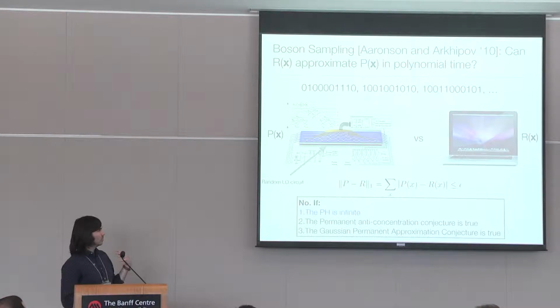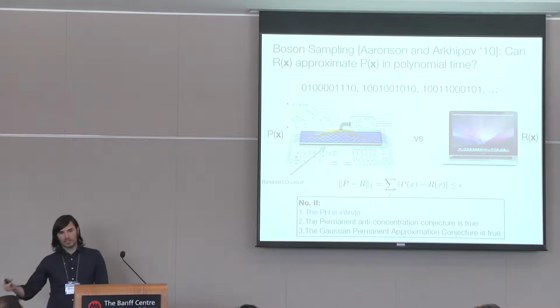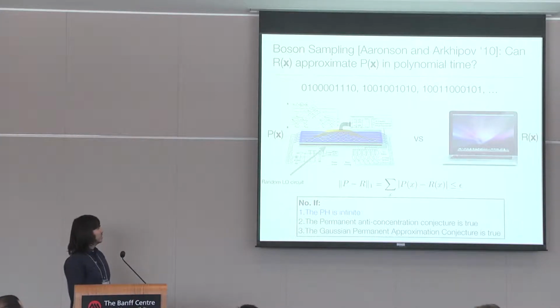Okay, so what Aronson and Arkhipov actually proved is that if a classical computer could simulate this sort of process to within L1 norm distance in polynomial time, then a bunch of things happen. So the polynomial hierarchy would, well, they conjectured that the polynomial hierarchy would collapse in this case. So the answer is more or less that you cannot approximate these systems in classical polynomial time under 3 conjectures.